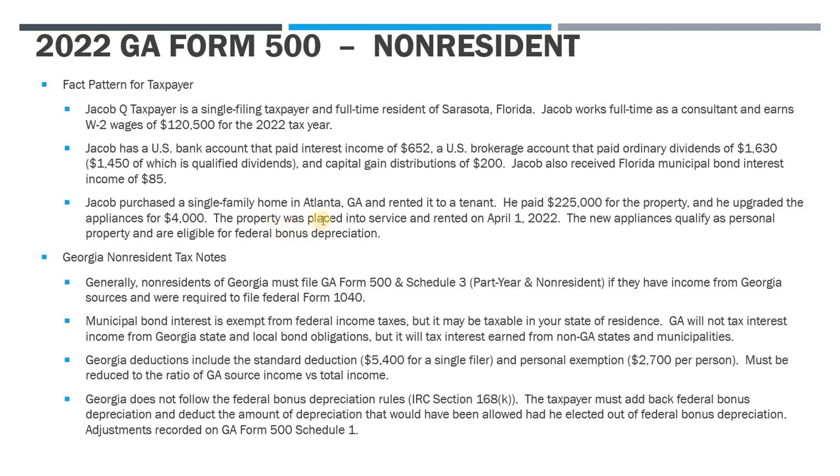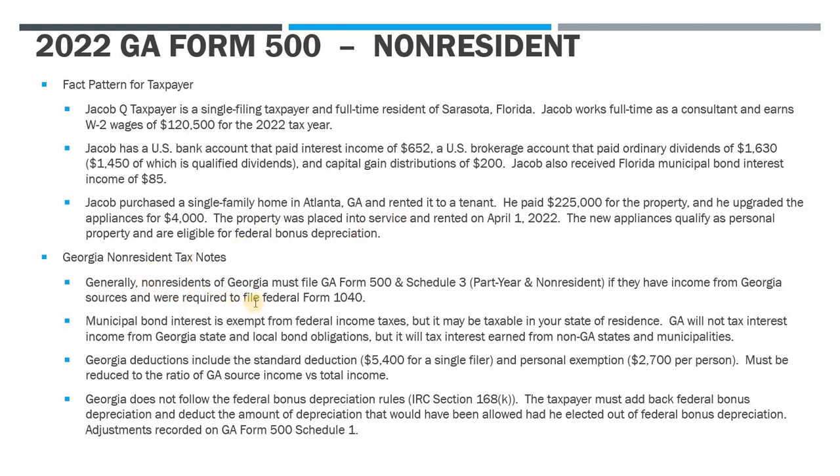And then the rental property he has in Atlanta. So he purchased the rental property during the year, rented it to a tenant, paid $225 for the property, upgraded the appliances for $4,000, and then placed the property into service and rented it on April 1st. Now, the new appliances qualify as personal property, and so they're going to be eligible for bonus depreciation, right, which is 100% for 2022. And this is important to highlight because what we'll see is Georgia does not follow the 100% bonus depreciation rules, so we're going to have an adjustment made from federal to state for that bonus depreciation.